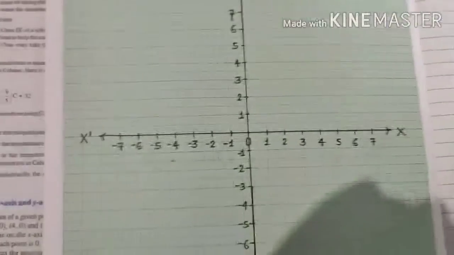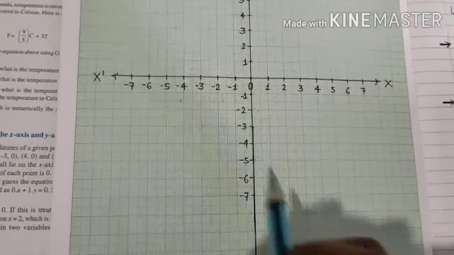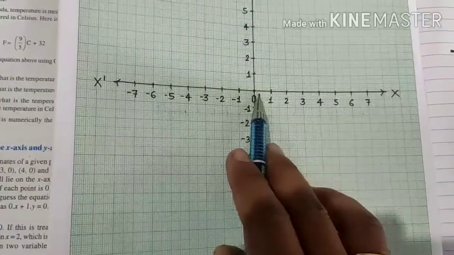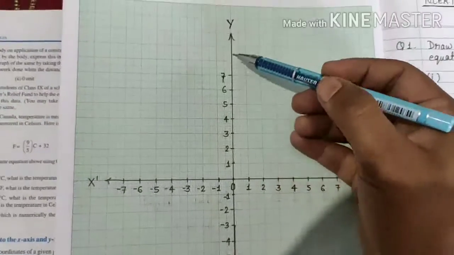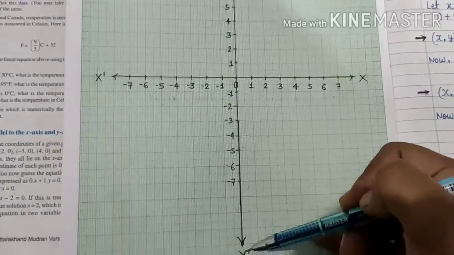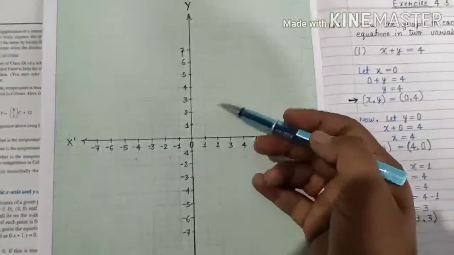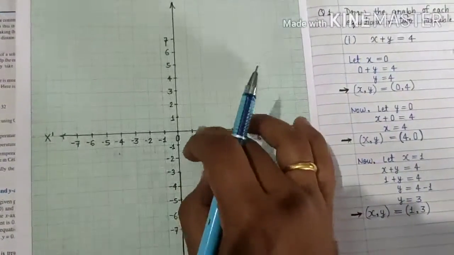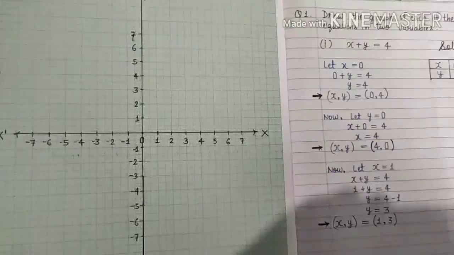So this is our graph. As you can see, this is the horizontal line, the x-axis, which we call X'OX, and the vertical line, the y-axis, YOY'. This is our graph. Now we'll try to show this linear equation x + y = 4 on this graph. So let's solve.